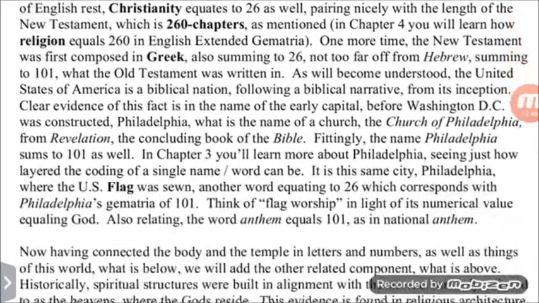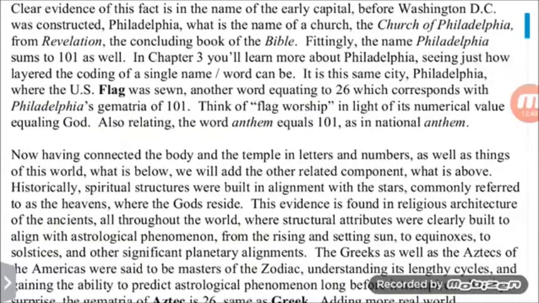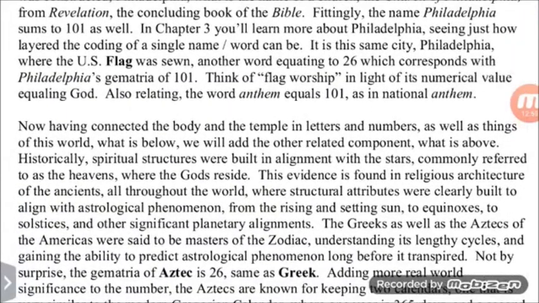In chapter 3, you'll learn more about Philadelphia, seeing just how layered the coding of a single name word can be. It is this same city, Philadelphia, where the U.S. flag was sewn. Flag is another word equating to 26, which corresponds with Philadelphia's gematria of 101. Think of flag worship in light of its numerical value equaling God. Also, the word anthem equals 101, as in national anthem.